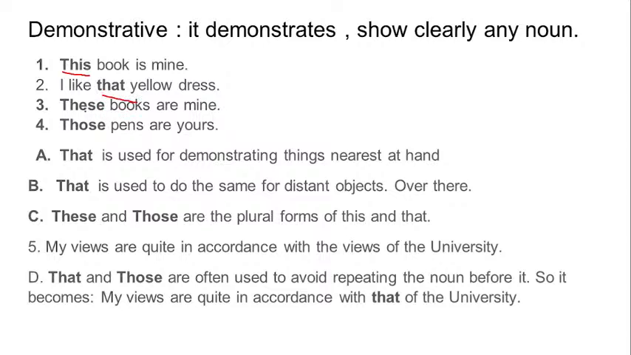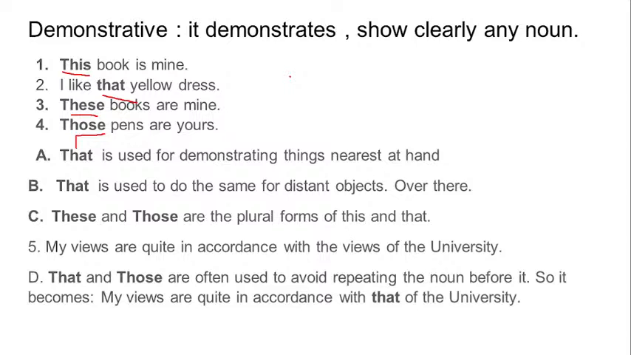But what kind of pronouns are these and what are their functions in sentences? What does the word demonstrative mean? The word demonstrative means it shows you, it clearly indicates. It simply indicates the noun. So this book is mine. It shows the person that there's this book, some book, which is mine. So it clearly shows us the noun.